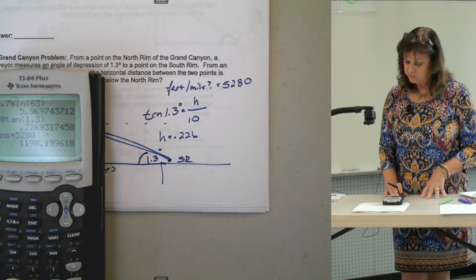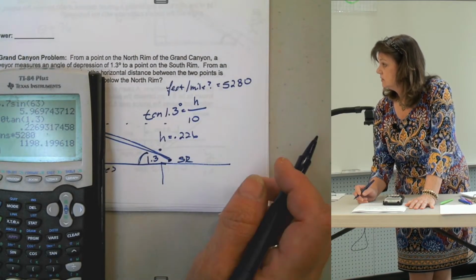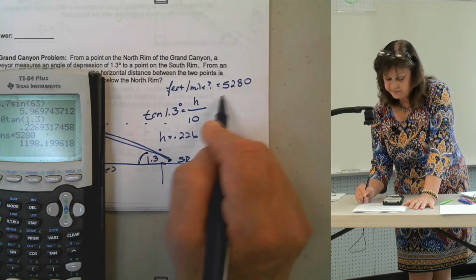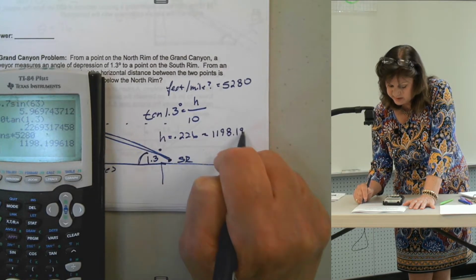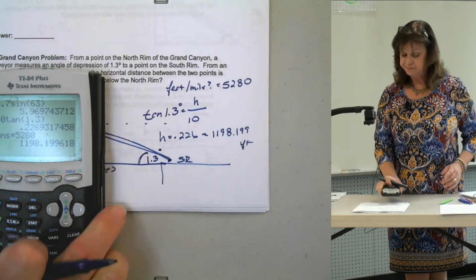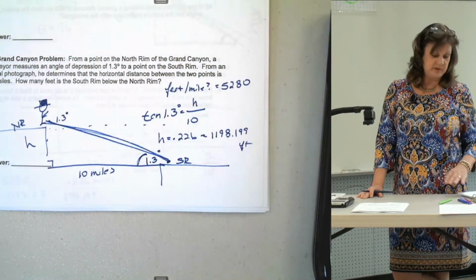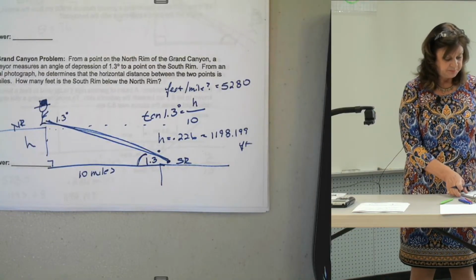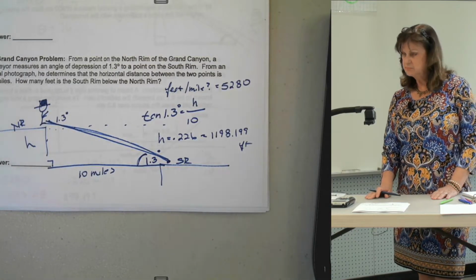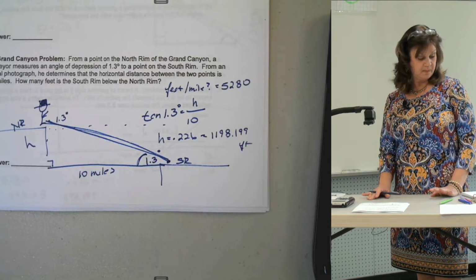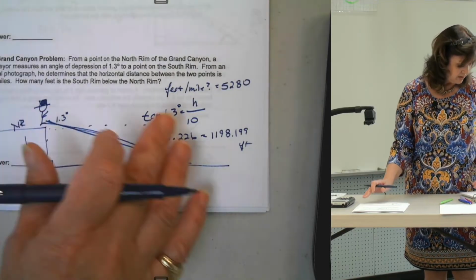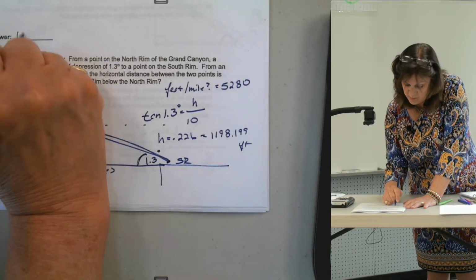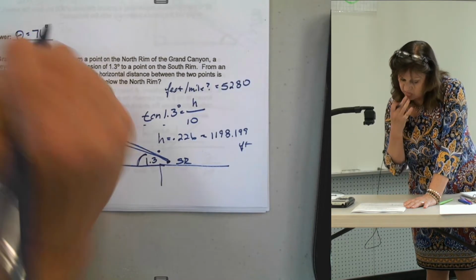All right, so we're going to multiply that by feet. We're a quarter of a mile, so 5280. We are 1,198.199 feet above, or basically a quarter of a mile, just shy of a quarter of a mile. Let me give you the answer to problem 3. Problem 3, your angle measure will be 76 degrees. All right.